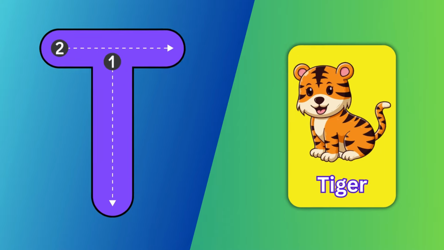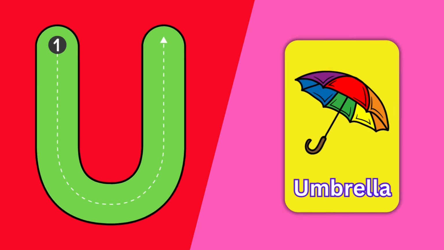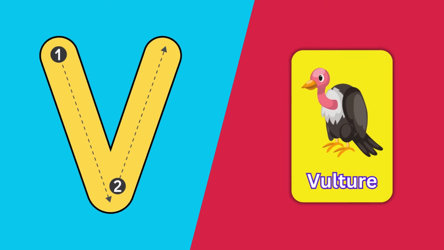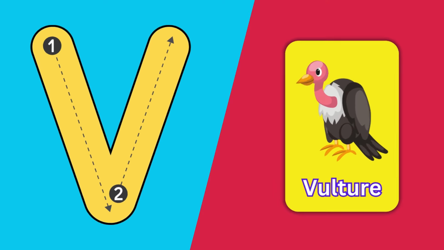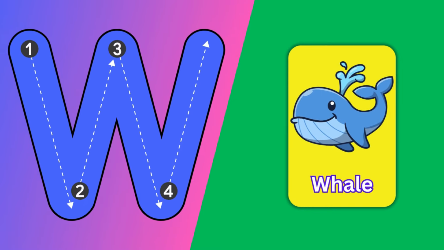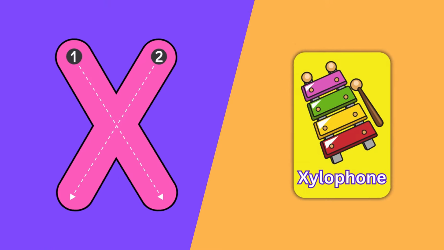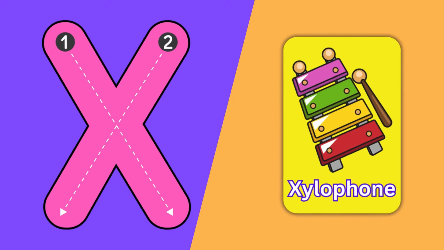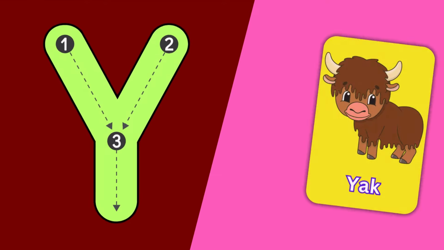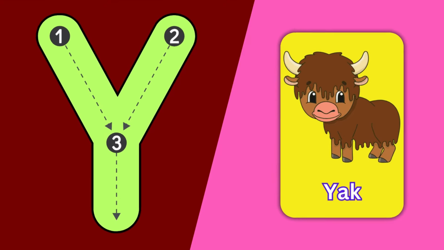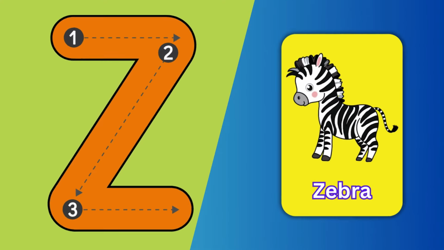U is for umbrella. V is for vulture. W is for whale. X is for xylophone. Y is for yak. Z is for zebra.